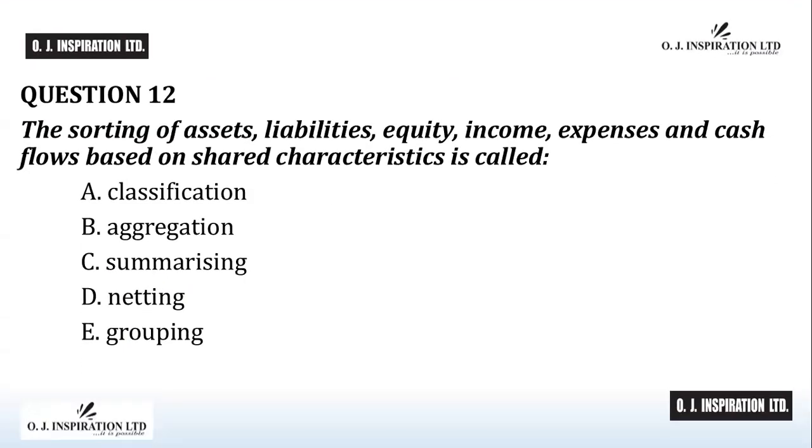Question number 12. The sorting of assets, liabilities, equity, income, expenses, and cash flows based on shared characteristics is called A, classification, B, aggregation, C, summarizing, D, netting, E, grouping. Some counts.